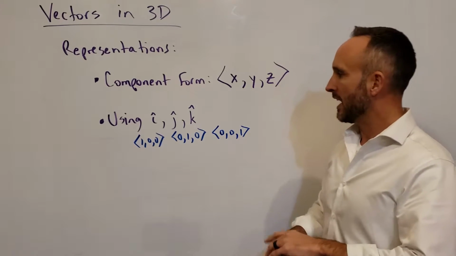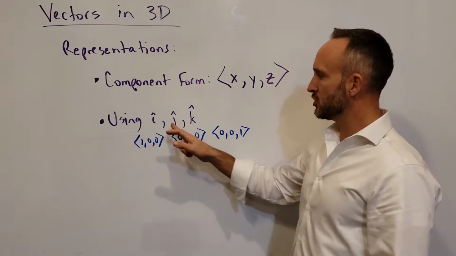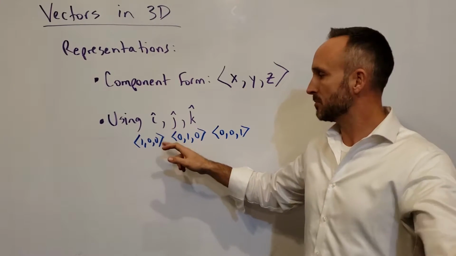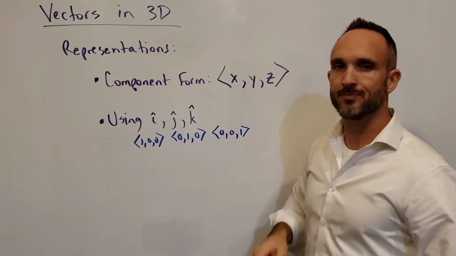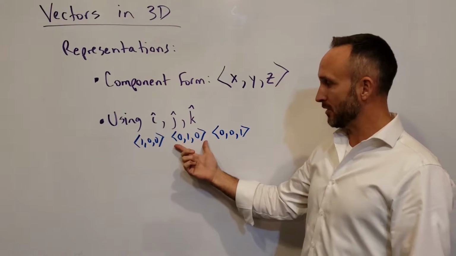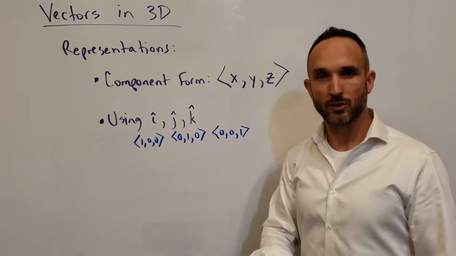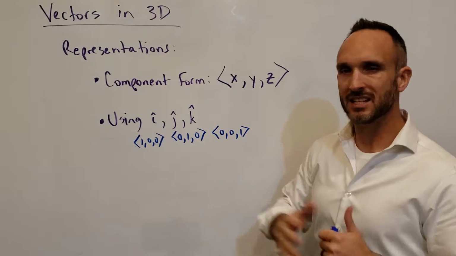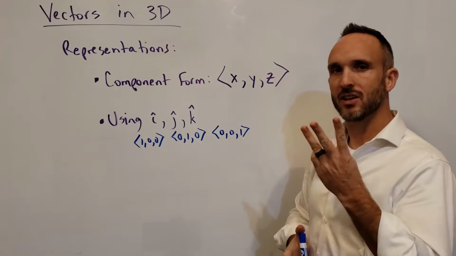All right, I don't want you to confuse this j hat with the j hat in 2 dimensions, because in 2 dimensions it's just 0, 1. You can still put that in 3 dimensions. It still points 1 unit in the y direction, but we need to tack on this 0 z component, since vectors in 3 dimensions have 3 components.